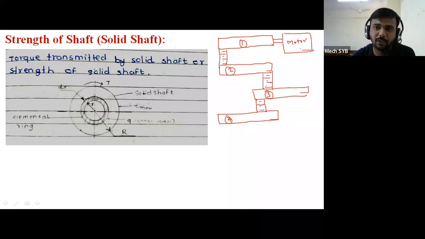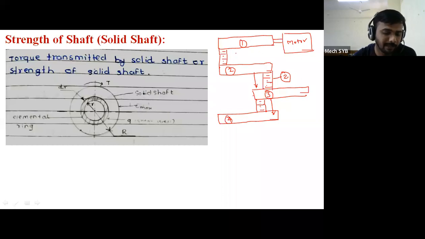So once I start the motor, shaft number 1 starts rotating. Since it is connected to shaft number 2 by the gear, shaft number 2 also starts rotating. Once shaft number 2 rotates, it is connected to shaft number 3 through the second gear, so power is transmitted from the second to the third. Again, the third is connected to the fourth shaft, and the power is transmitted through the gears. Like that, the power transmission takes place by using the shaft.